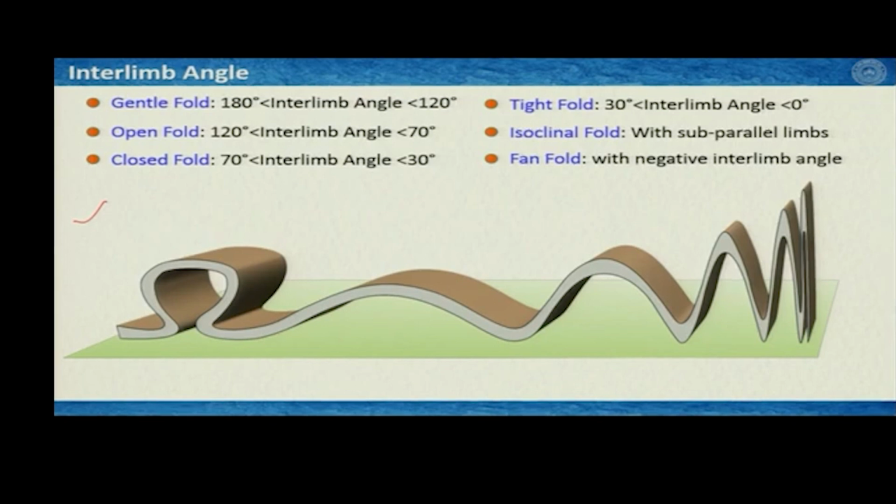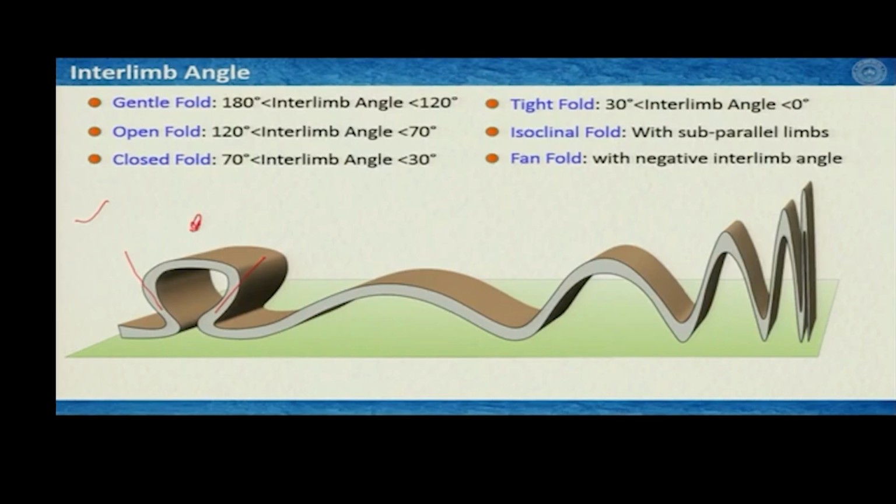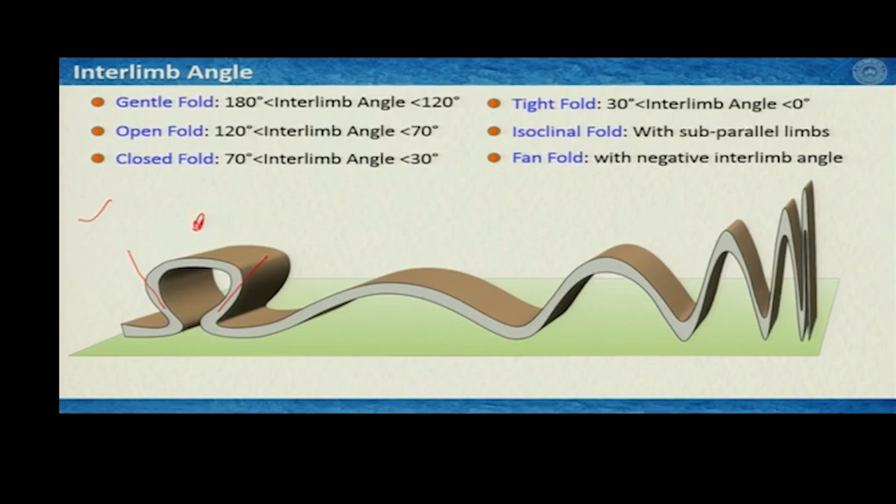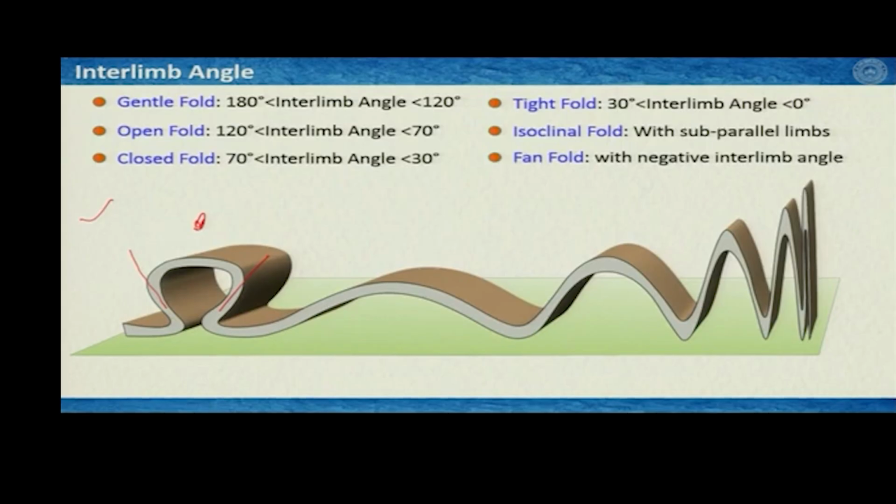So, this is a fan fold. As you can see, here and here the interlimb angle you cannot measure on this side. This is therefore a negative interlimb angle, and we call it a fan fold. In some texts, fan folds are also given a term called elastica. If you hear it, just remember that it is related to fan fold, but elastica is something completely different in terms of waves and other descriptions. So, we are not going into that part, but fan folds sometimes are termed as elastica in some textbooks.